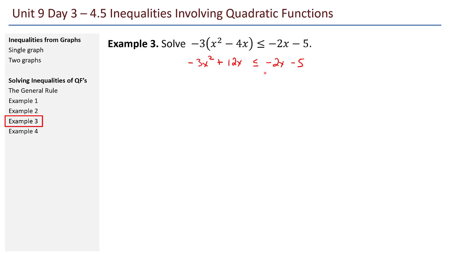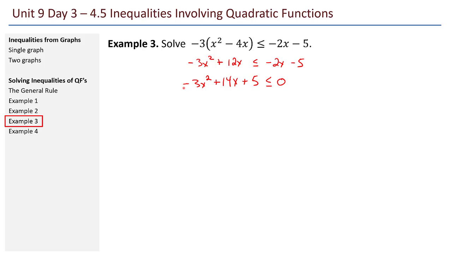Let's add 2x to both sides. -3x squared plus 14x. Oh, and then I'll also just add 5 to both sides at the same time. So plus 5, and that's less than or equal to 0. So it's almost in the form that I want. The bad thing is there's that negative sign out in front of the x squared. Well, I can fix that by multiplying both sides by -1.